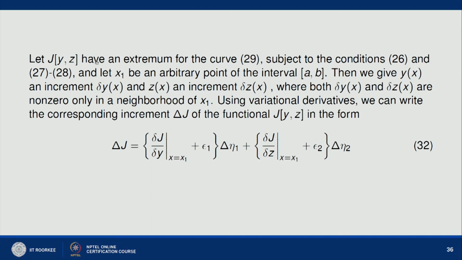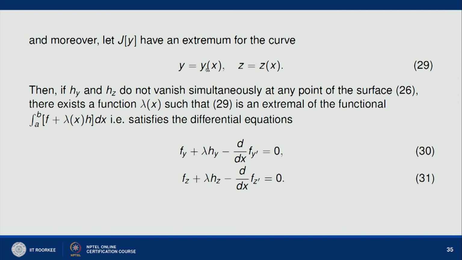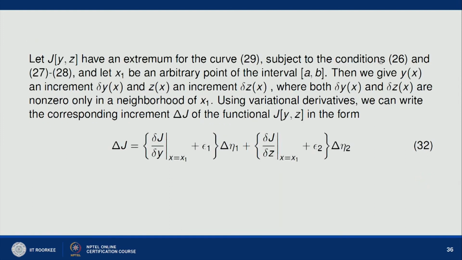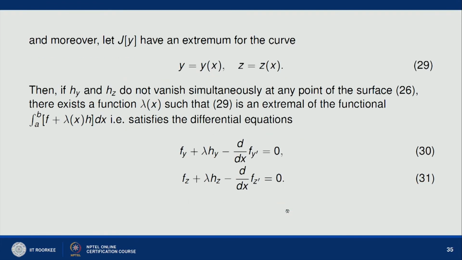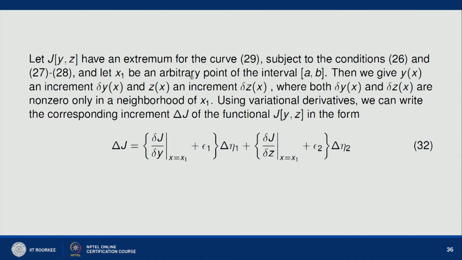So let J of y, z have an extremum for the curve 29, that is y equal to y of x and z equal to z of x, subject to the condition 26 that it satisfies the constraint, and 27, 28 are the boundary conditions, that it satisfies the boundary conditions. Let x1 be an arbitrary point of the interval a to b, then we give y of x an increment delta y of x, and similarly z of x is given an increment delta z of x, where both delta y of x and delta z of x are non-zero only in a neighborhood of x1, and the rest is all 0.